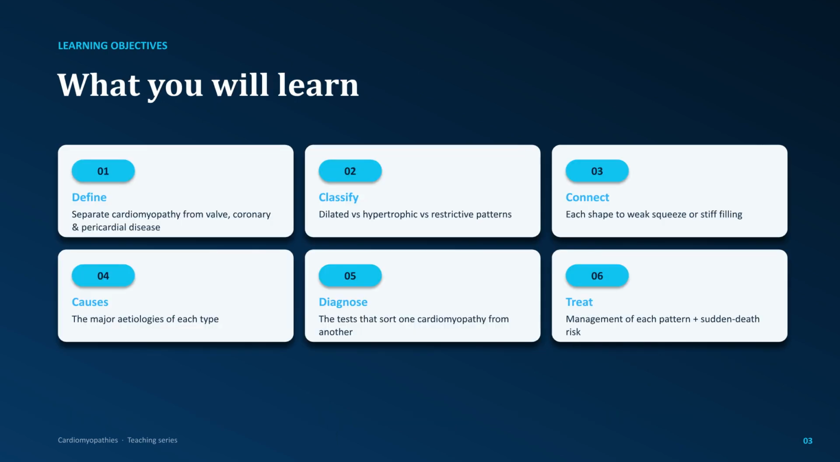In this video, we will define cardiomyopathy, classify the major patterns, dilated, hypertrophic, and restrictive, and connect these shapes to their functional problems. We will also review the primary causes, key diagnostic tests, and management strategies, including how to identify patients at risk for sudden cardiac death.